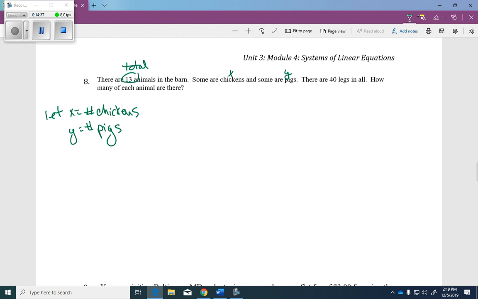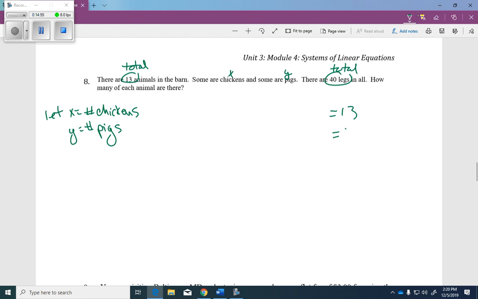I always just kind of go in the order that I see it. It wouldn't matter if you did your let statements the other way. If you do all your math right, you should still get the same answer in the end. There are 40 legs in all. Oh, that's a total number of legs. How many of each animal are there?